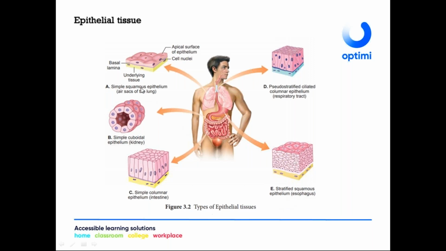It's different from this one because this one has a single layer of cells, while this one has multiple layers of squamous cells. Right? This type of tissue is found in the esophagus. This is the pipe where food travels after it has been ingested and mechanically digested in your mouth. So this is a brief summary of the types of epithelial tissue found in animals.